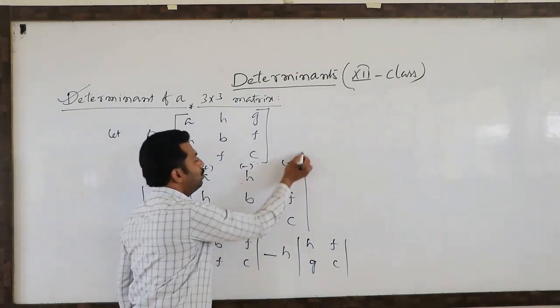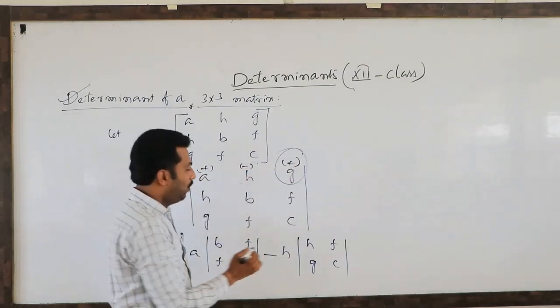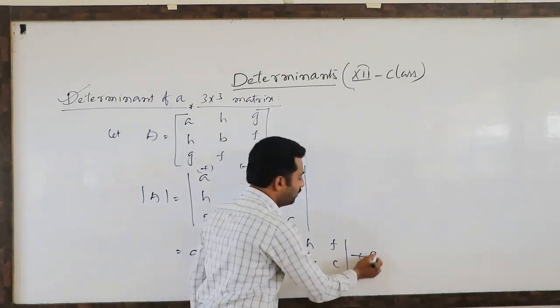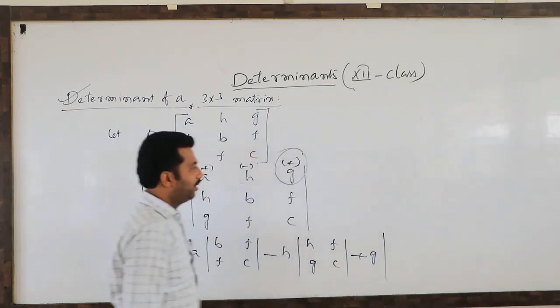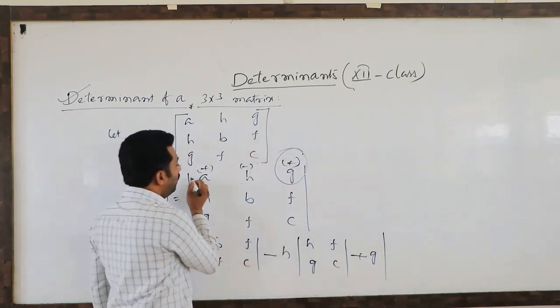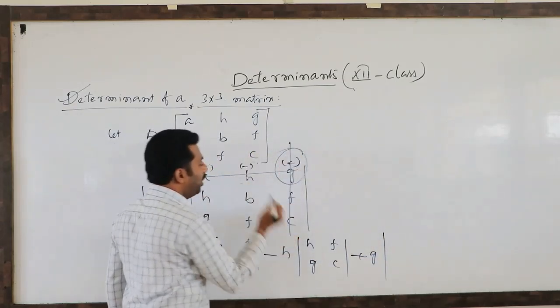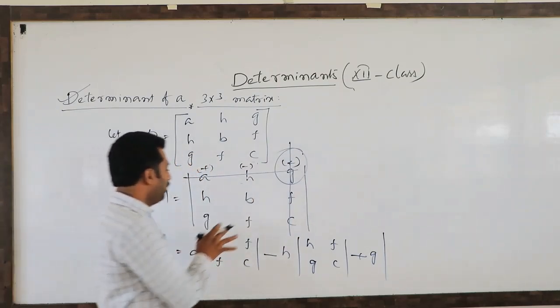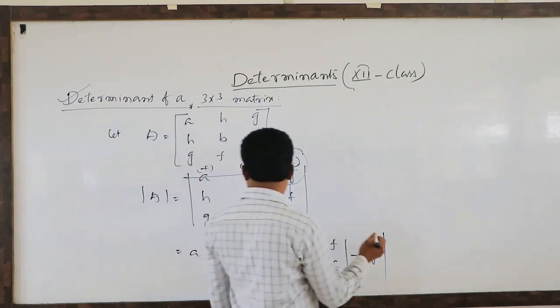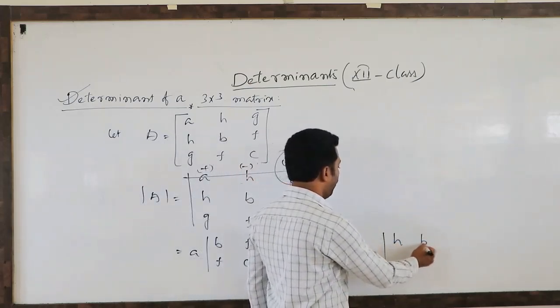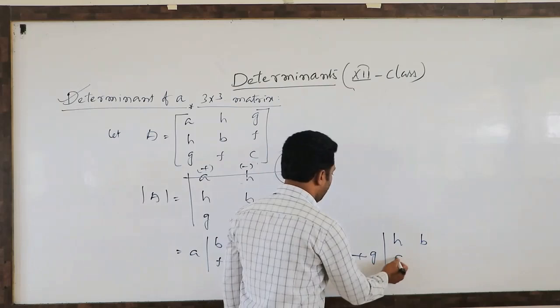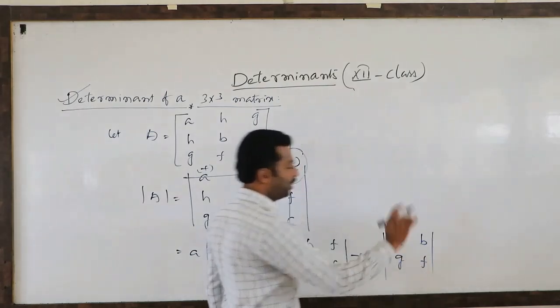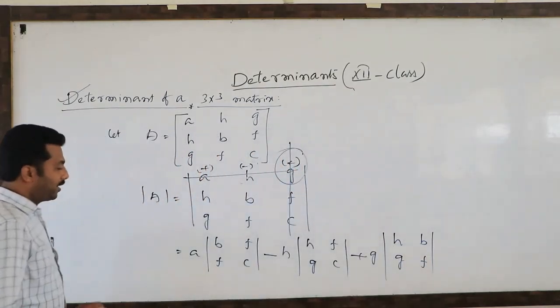Then you have to choose the third element. What is the third element? Plus G. Again the determinant by deleting the corresponding row and corresponding column. What is left? Only 4 elements. What are the 4 elements, you tell me? H, B, G, F. Clear? Now you have to expand.